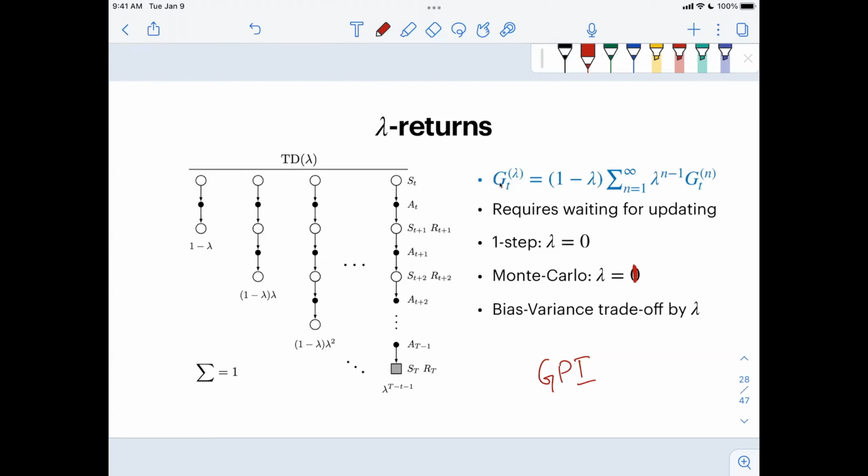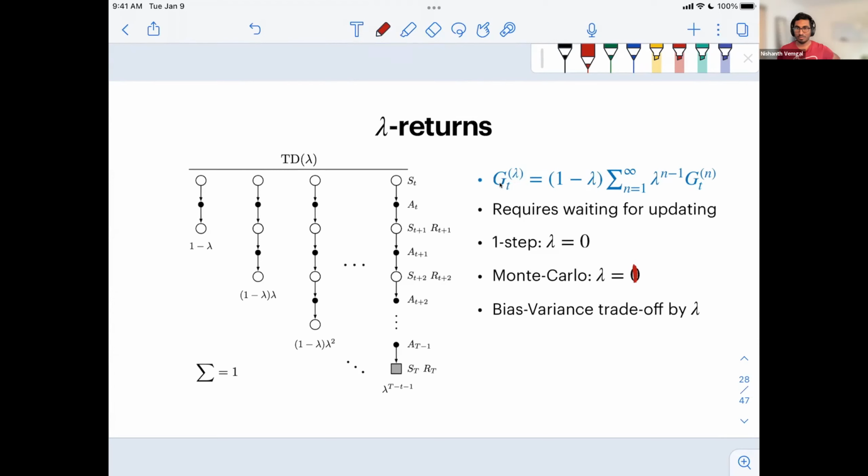Typically, what I'm used to seeing for lambda returns is there are two terms. One is this, which goes up to n steps. And then there's a residual term, which has this lambda to the power of the next part, which runs for the following steps and for which it is the GT. So that's where it balances off. That's what I'm used to seeing.